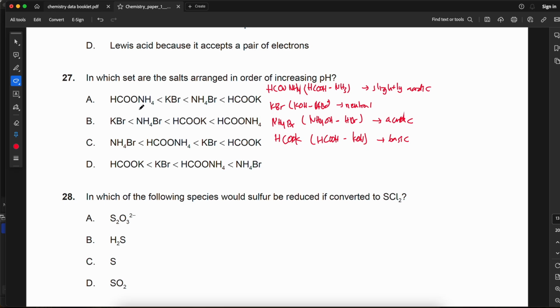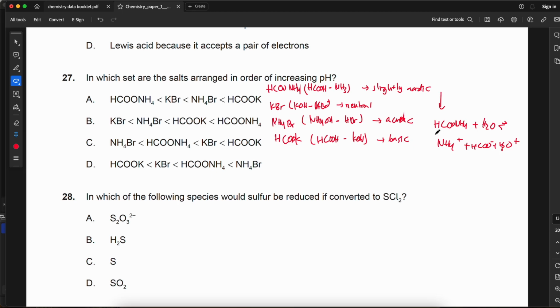HCOONH4, why is it slightly acidic? Okay, it's from a weak acid and a weak base. So the reaction will be HCOONH4, if it reacts with water, it will produce NH4 plus, HCOO minus, and H3O plus. Ammonium is the conjugate acid of a weak base. It can donate H plus to water, resulting in an acidic solution.